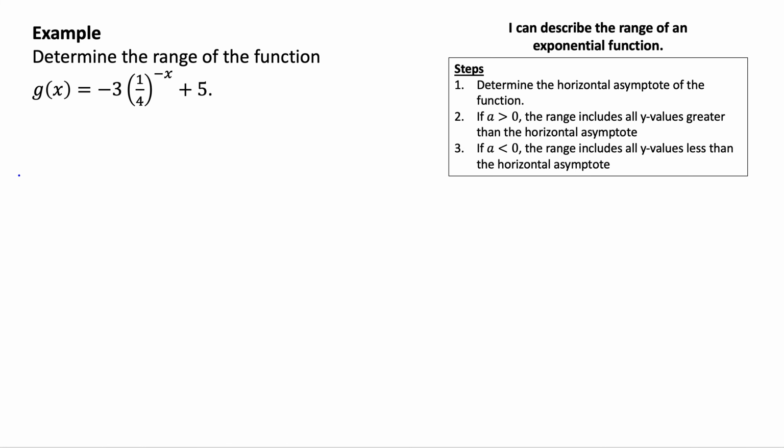So let's determine the range of the function -3 times 1/4 to the -x plus 5. So one thing to notice here is that it has to be in one of our forms, okay? So it has to be in y equals ab to the x form, or it has to be in y equals ab to the x plus k form. So it's very important to notice that in both these forms, x is by itself, okay? Notice what's wrong here is that we have a -x.